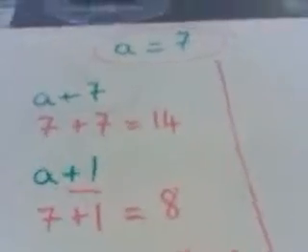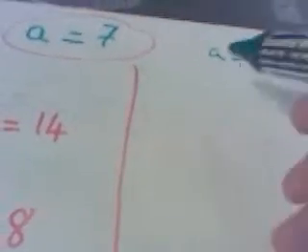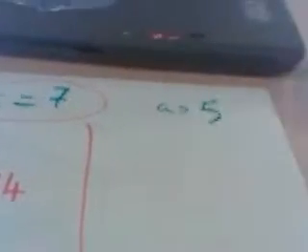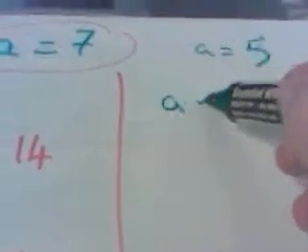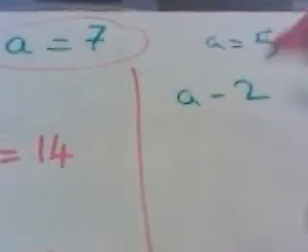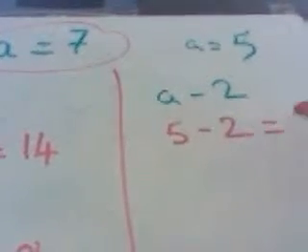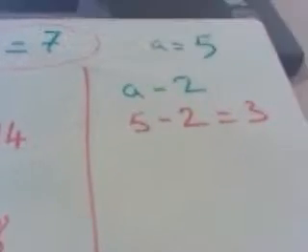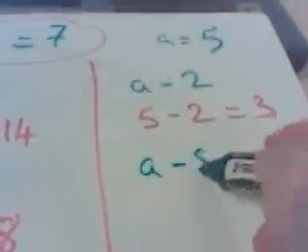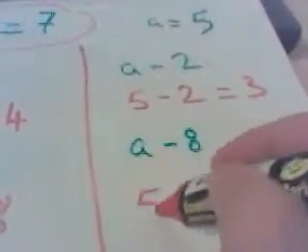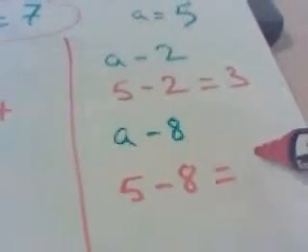So if you can add to the number, you can also subtract. So we could have, if we're keeping 7 still, no, let's change it. Let's say that now we're going to call A 5. So taking A to be worth 5, let's try this. A take 2. We know A is worth 5, so it's now 5 take 2 is 3. We could try A take 8. So we have 5 take 8 is minus 3.